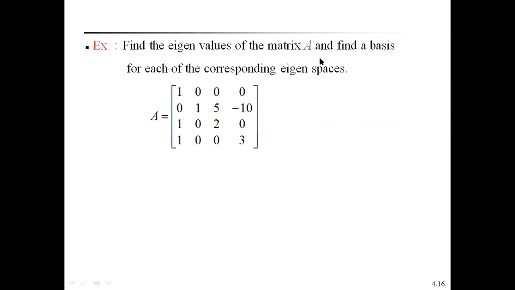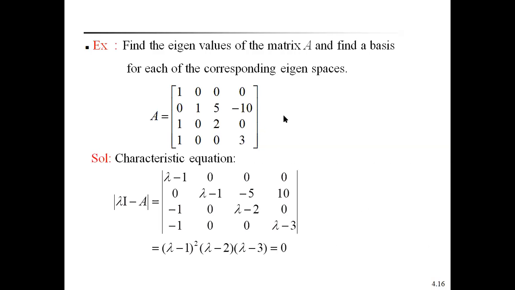Find the eigenvalues of the matrix. One more example: to find the eigenvalues of a matrix and a basis for each of the corresponding eigenspaces. So this is a 4 by 4 matrix. Therefore, this is a 4 by 4 square matrix.